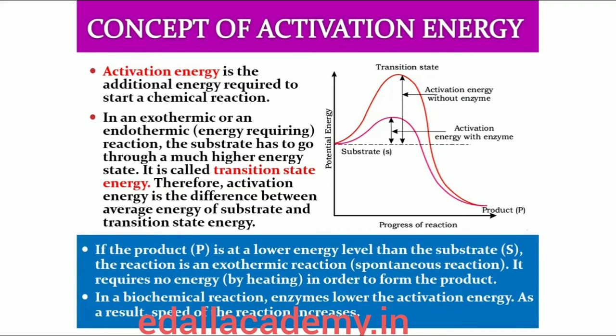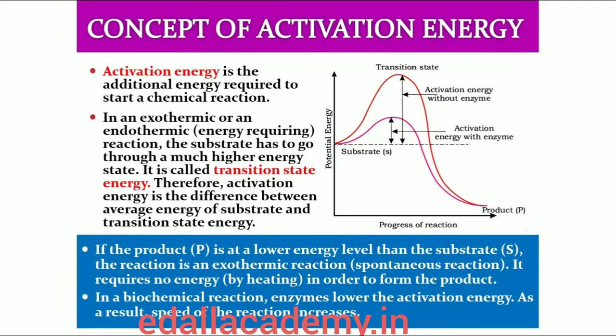If P is at a lower level than S, the reaction is an exothermic reaction. One need not supply energy by heating in order to form the product. However, whether it is an exothermic or spontaneous reaction, or an endothermic or energy requiring reaction, the S has to go through a much higher energy state of the transition state. The difference in average energy content of S from that of this transition state is called the activation energy. Chemical reactions require energy for activation.